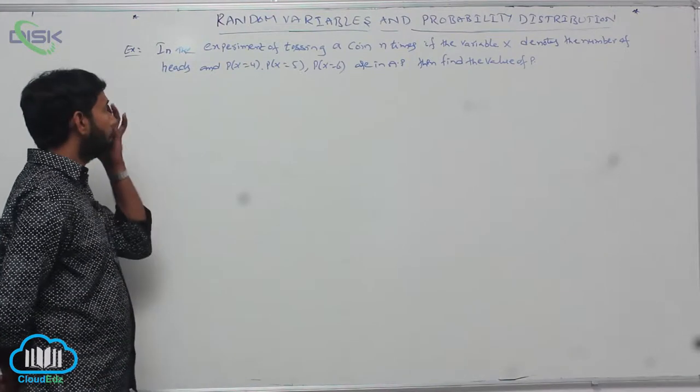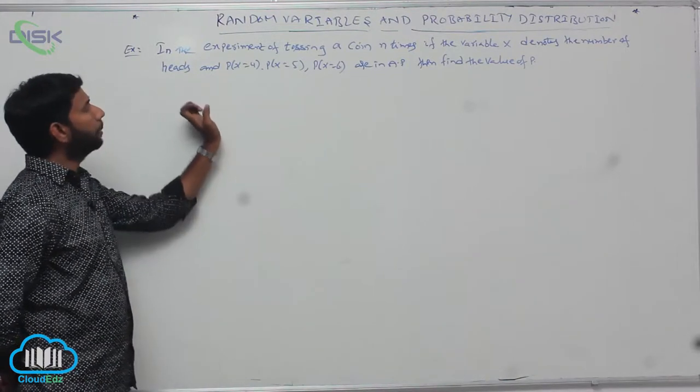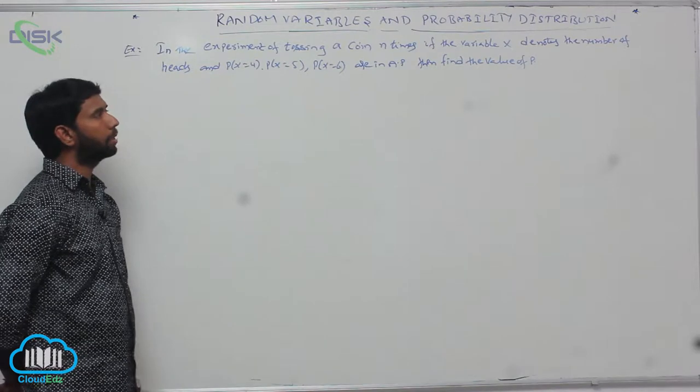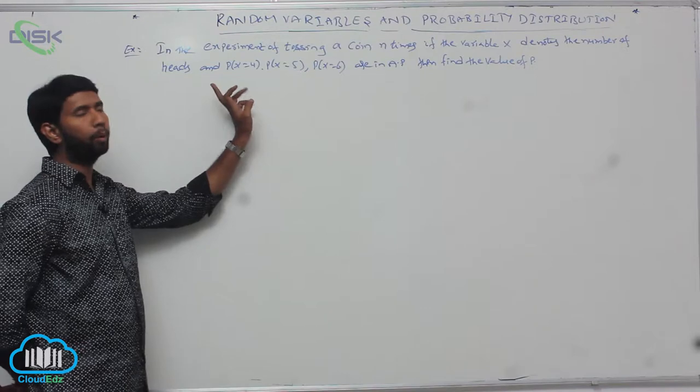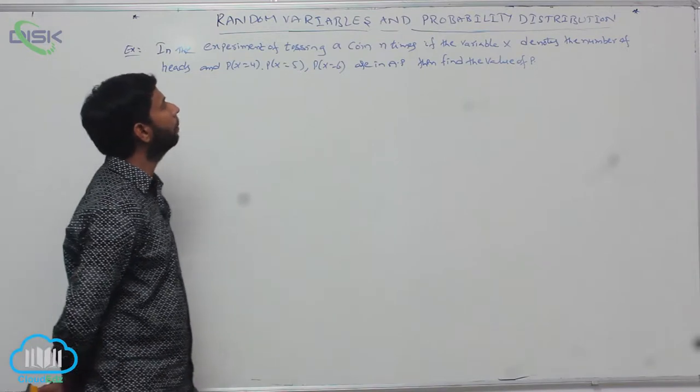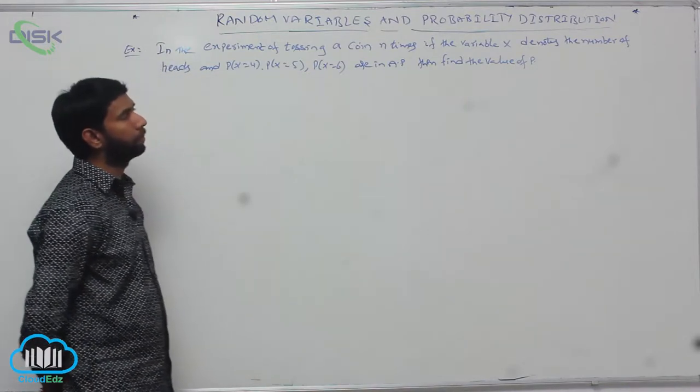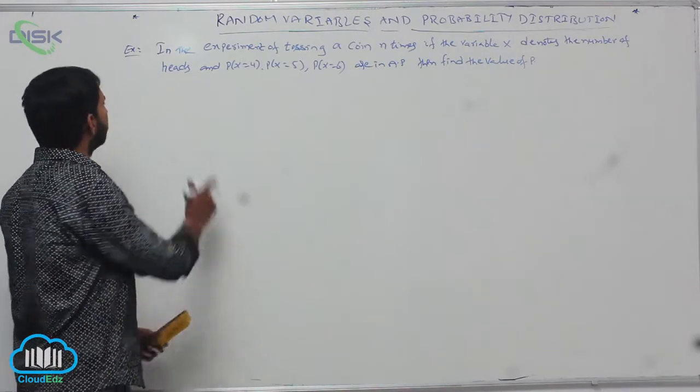Example about binomial distribution. In the experiment of tossing a coin n times, if the variable x denotes the number of heads and P(X=4), P(X=5), P(X=6) are in AP, then find the value of n.